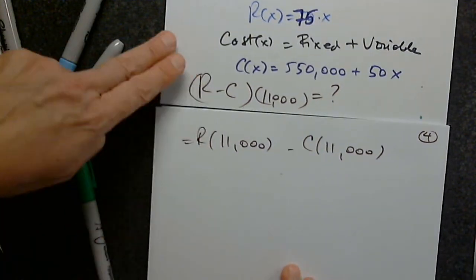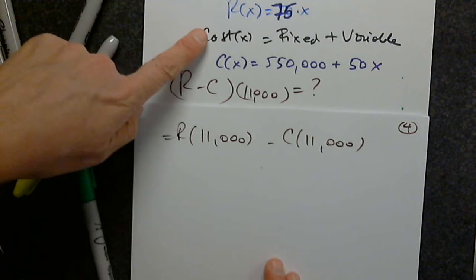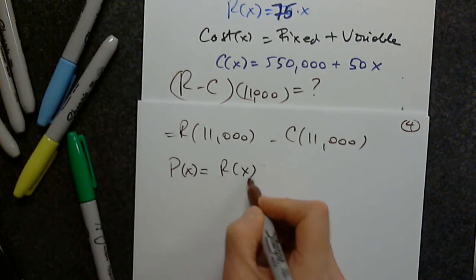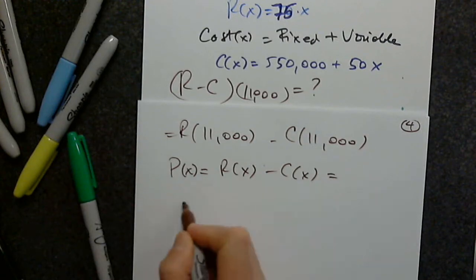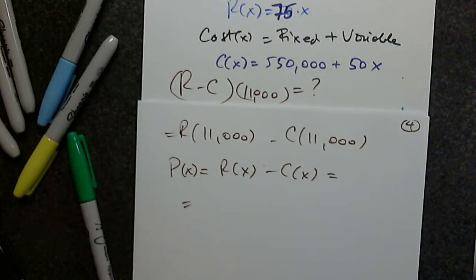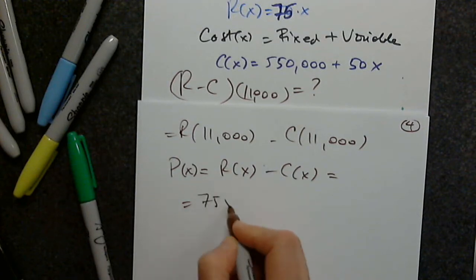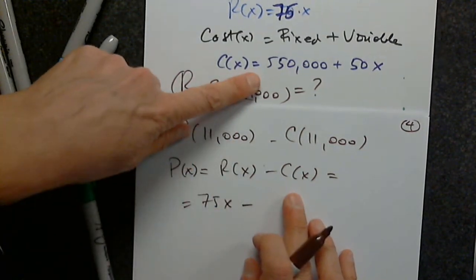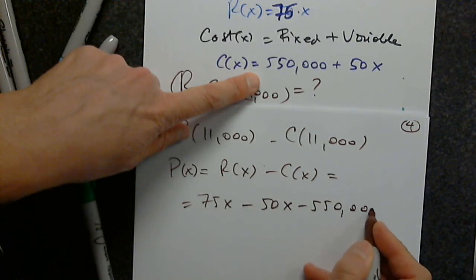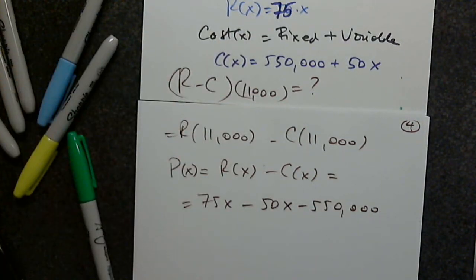R minus C is nothing else but the profit. So the profit of x is revenue minus cost. My preference is to determine the function R minus C. R of x is 75x, and I subtract this function, minus 50x and minus 550,000. Is this okay so far? I'm just creating the function revenue minus cost, which is the profit function.